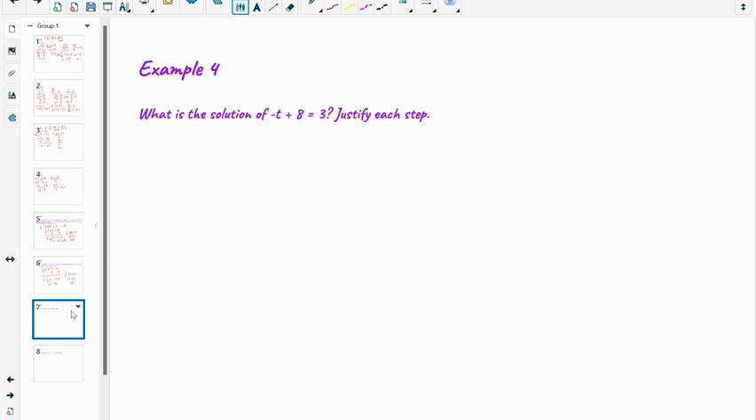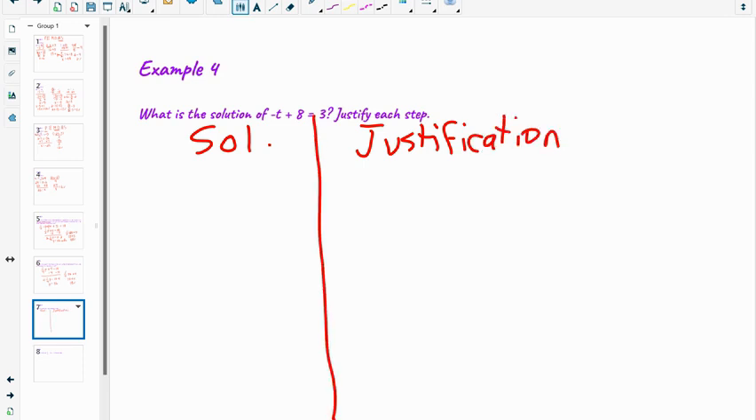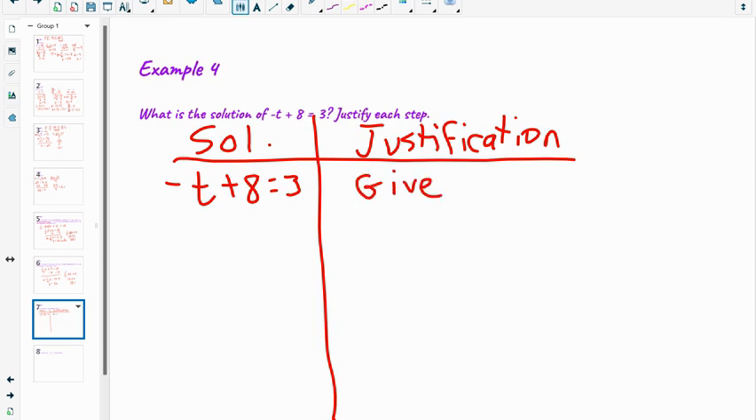So what I'm going to do is create myself a table. So this is my solution. I'll abbreviate that. And then my justification, or you can say reason. I probably should have just said reason. That's okay. All right, so we got negative t plus 8 equals 3. Okay, so we're going to say this is given. That's the original problem. Traditionally in math, we just say given.